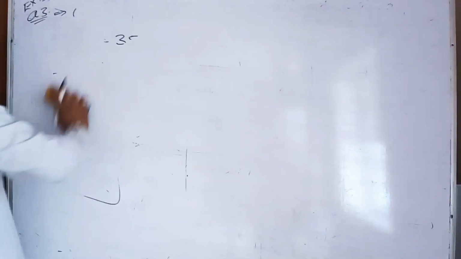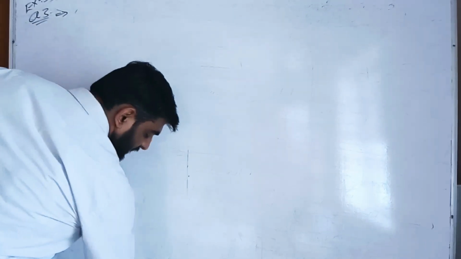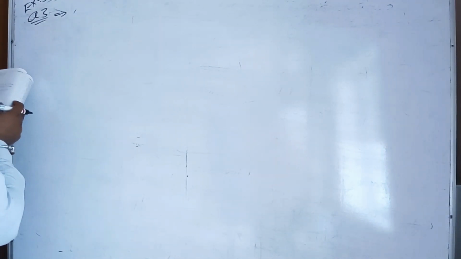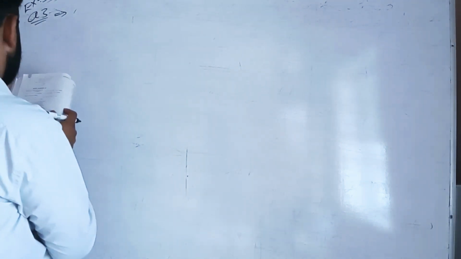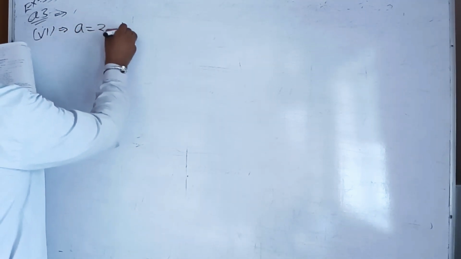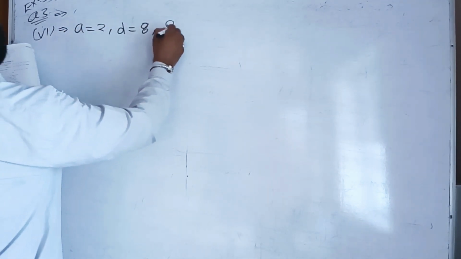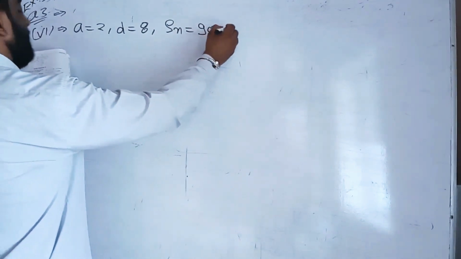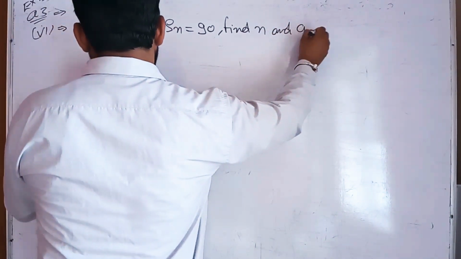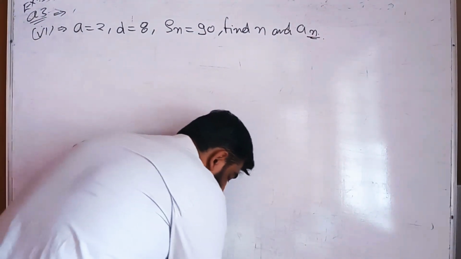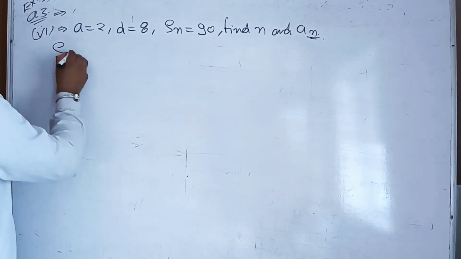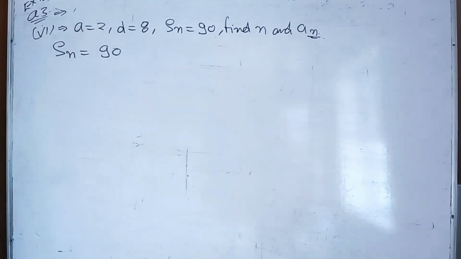Now we will move to the next question of this exercise. The important question is question number 6. Here a is equal to 2, d is equal to 8, Sn is equal to 90, and you have to find n and an. Because a and d are given, and Sn is 90.